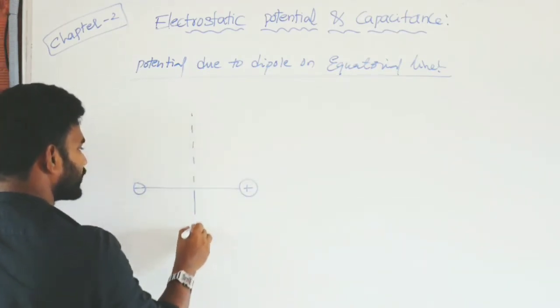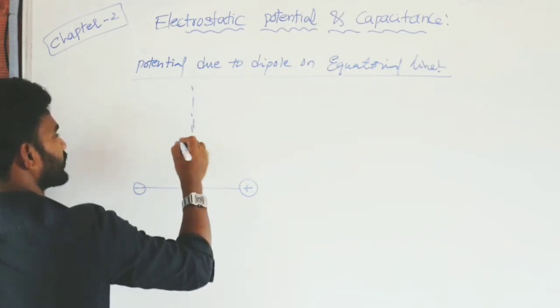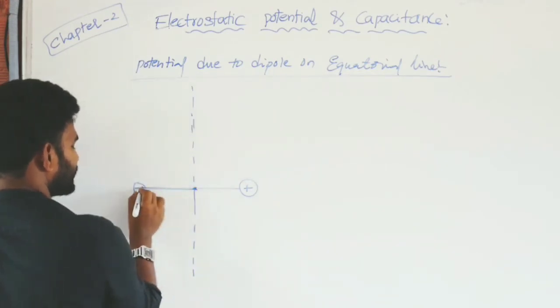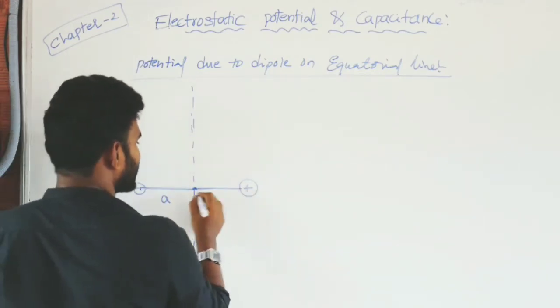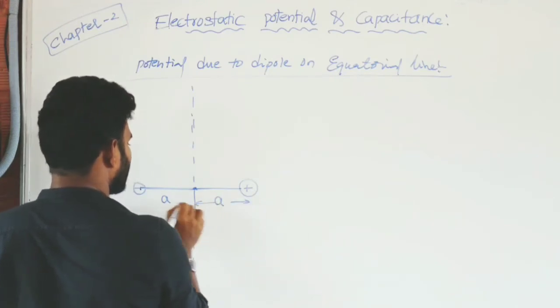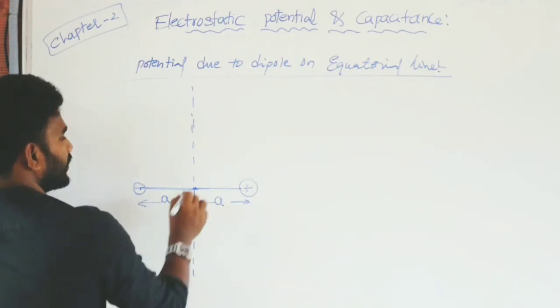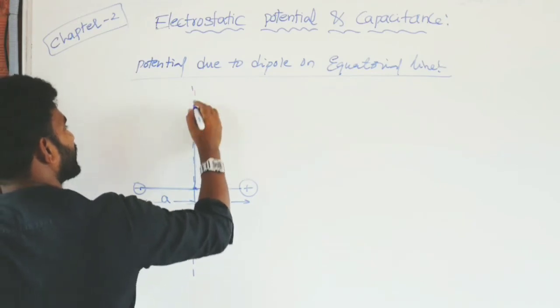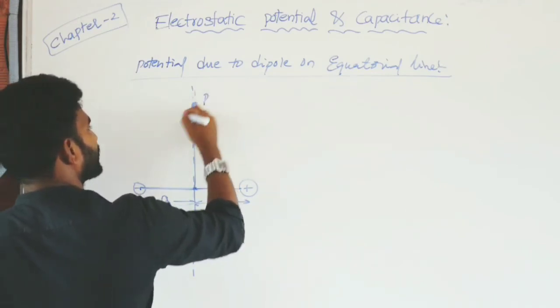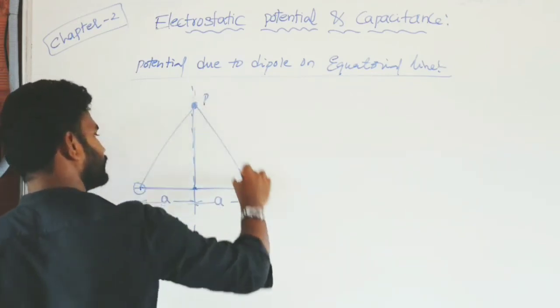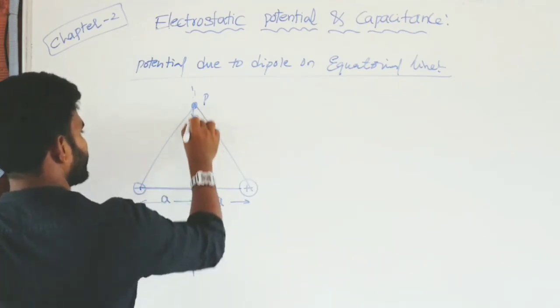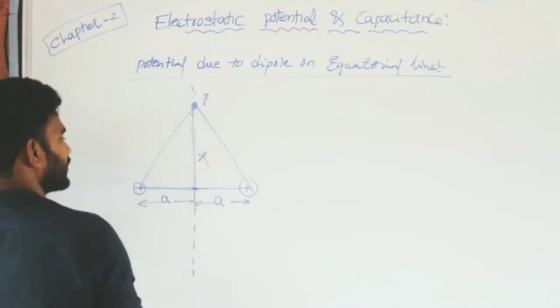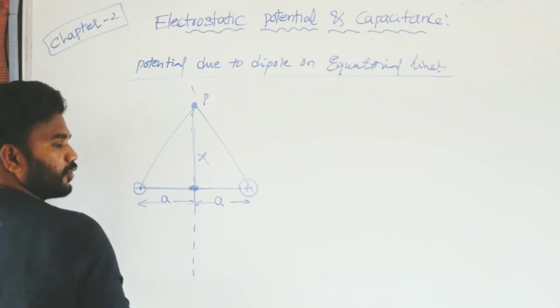Exactly the perpendicular bisector of the axial line is called the equatorial line, you know very well. The distance from here to here is a, and the same from here to here is also a. Take any point on the equatorial line. Let me consider point P here and join these two. Say we take x as the distance from the center of the dipole.